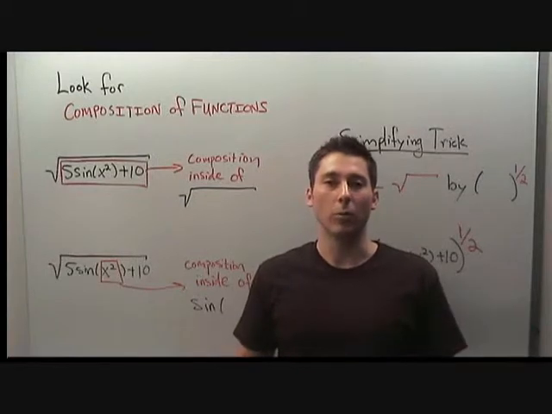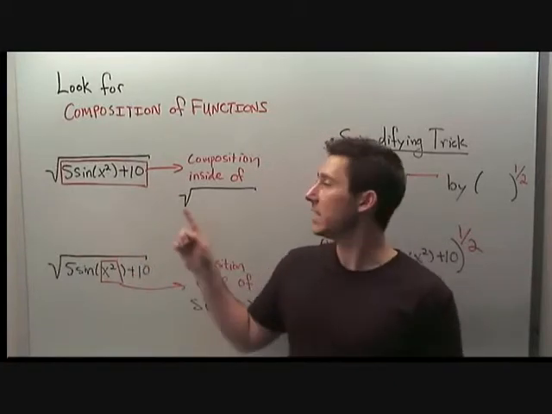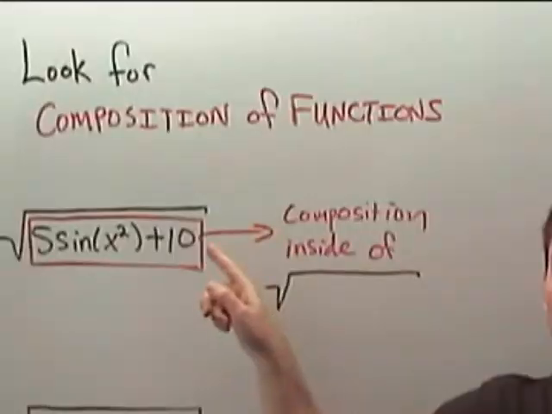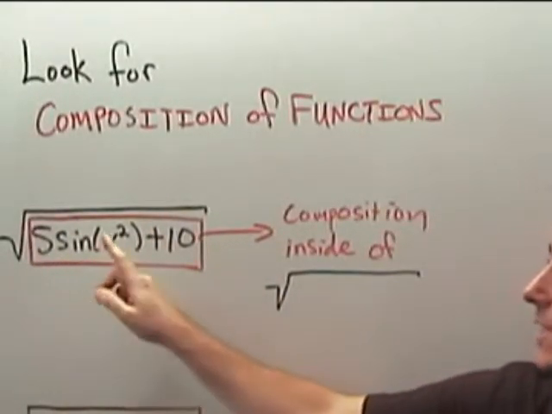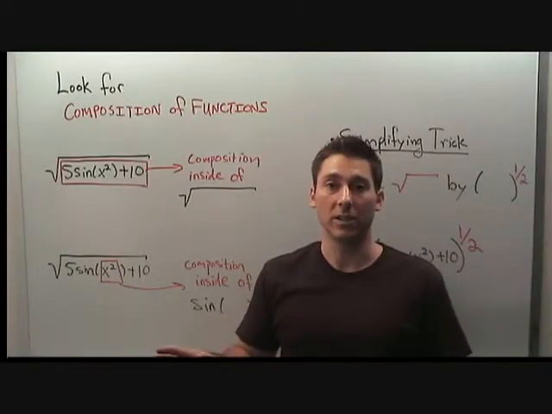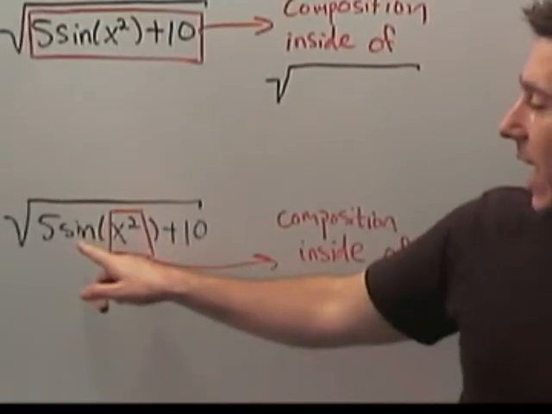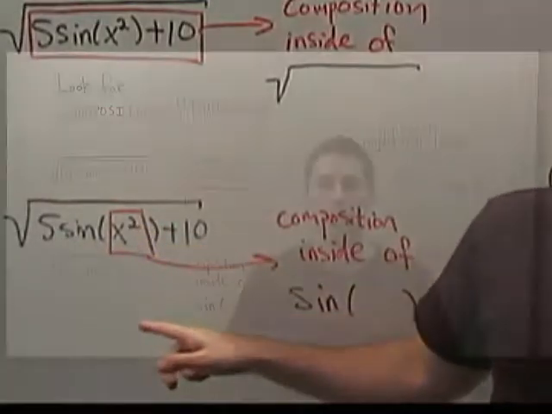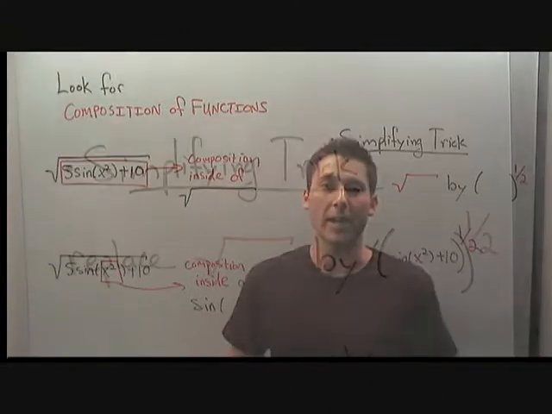To start this problem, we need to identify any place where there's a composition of functions. The first place we notice it is inside of the square root. We have the square root of the whole expression 5 times the sine of x squared plus 10. There is another composition of functions, and that occurs inside of the sine. We have the sine of x squared. What this means is we have a nested composition of functions. So we will need to apply the chain rule multiple times.